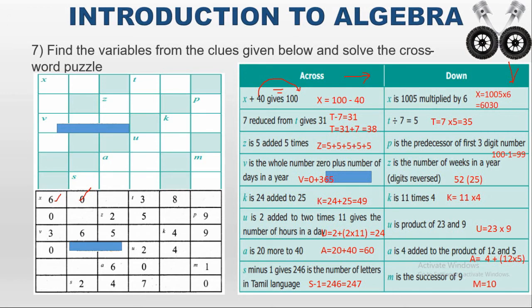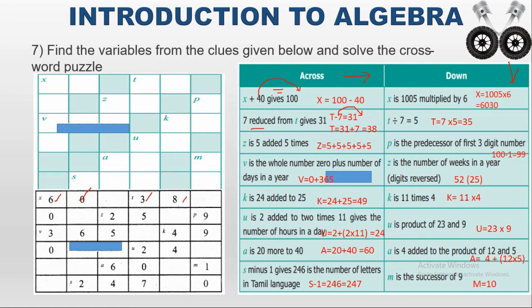7 reduced from t gives 31. So reduced means you have to subtract from t. So that is t minus 7 equals 31. So minus 7 in LHS, when it comes to the RHS, it is plus 7. So t equals 31 plus 7, that is 38. So here you have to fill the t value as 38.